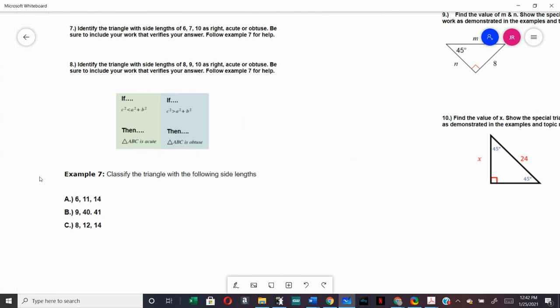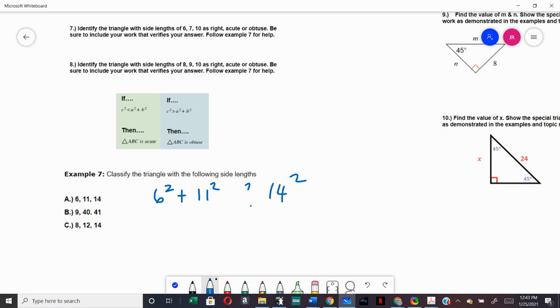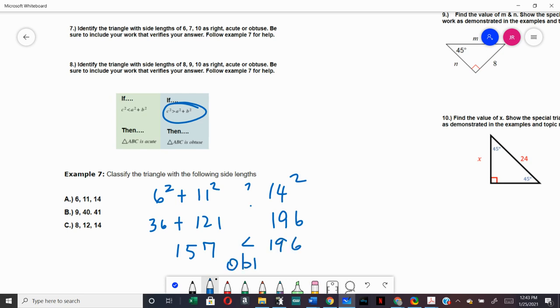So I'm going to start with A right here. And again, 14 is the hypotenuse. So I'm going to do 6 squared plus 11 squared, question mark, 14 squared. 6 squared is 36. Matter of fact, this is the example we just did. Now we're going to determine whether or not it's obtuse or acute. We got 14 squared is 196. We figured out that this was 157. And 157, which is a squared plus b squared, is less than c squared, which is 196. So that makes this an obtuse triangle.